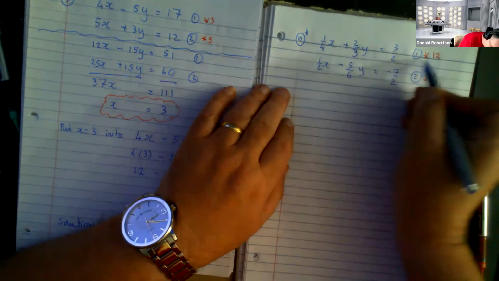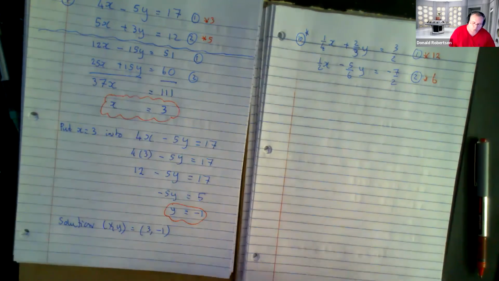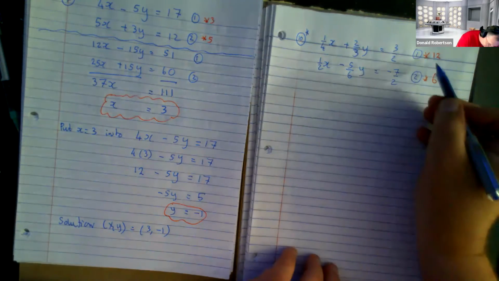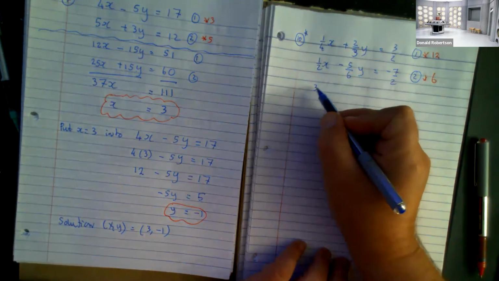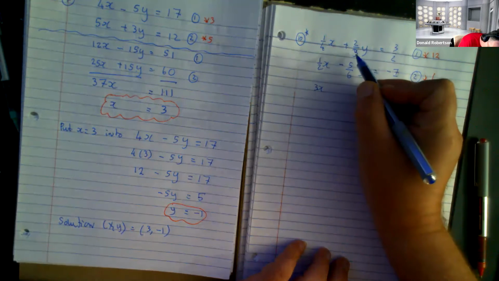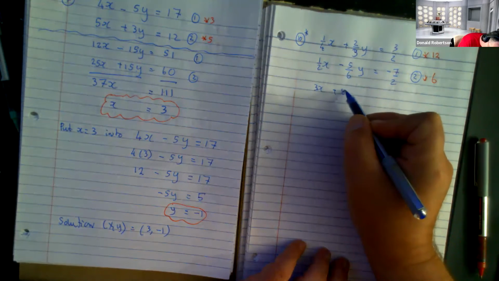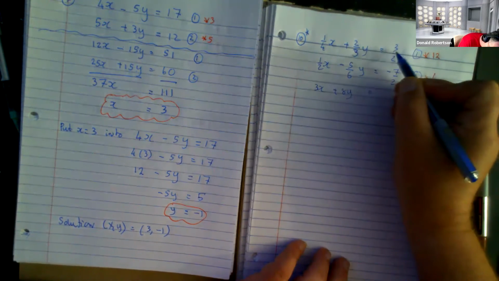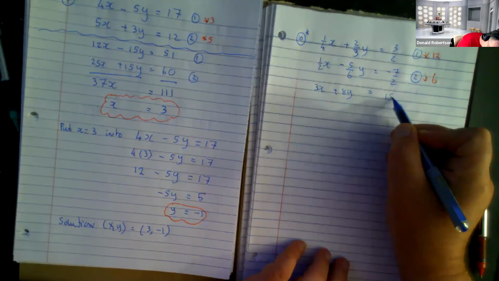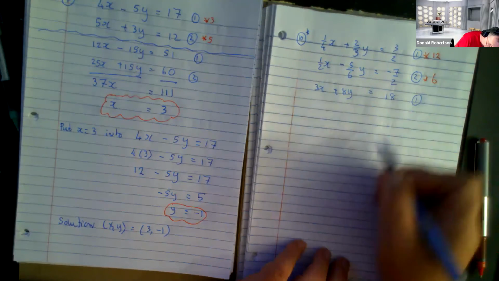So this line that we're doing only has one job. It's to make all the fractions go away. So 12 times a quarter gets me 3x. 12 times that guy gets me 8y. And 12 times that guy gets me, I believe, 18. And there's my new equation 1.